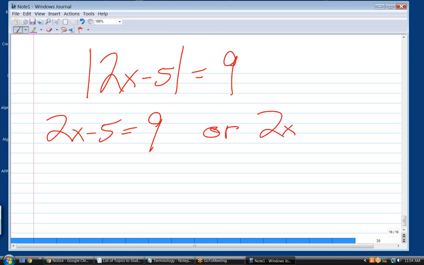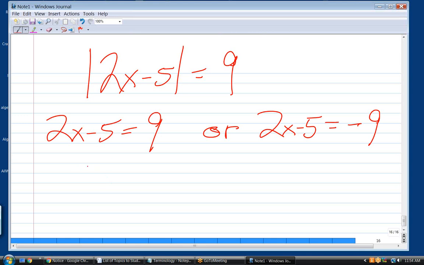Or. Yeah. And there is a distinction between or and and. It actually would be incorrect to put and there. In other words, it's an or. It's either of these two cases.